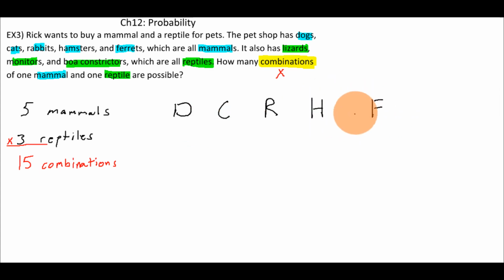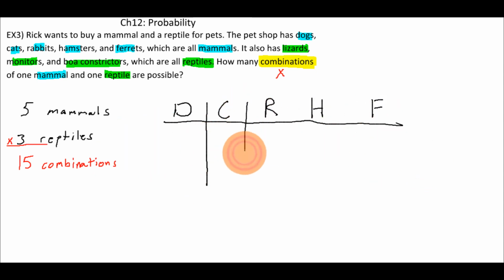Okay, now there are 2 different ways we can create our tree diagram. I want to be a little bit more organized and just list them out so that it's not spread out over the entire page. So I'm just creating a little bit of a table here. Alright, and now I'm going to choose a new color and list all of the different reptiles. Well, if Rick buys a dog, he could buy a reptile with it, and those reptiles are lizards, monitors, or boa constrictors. So I'm going to write L for lizards, M for monitors, capital B for boa constrictors. There are the 3 different types of reptiles that can be purchased.